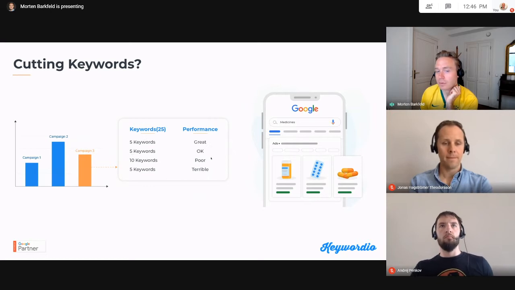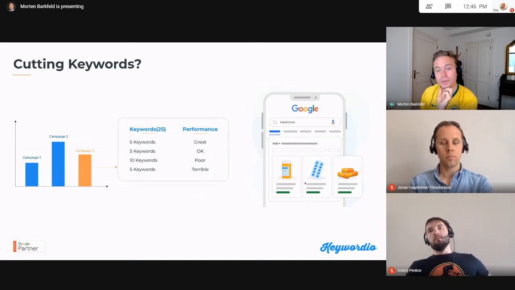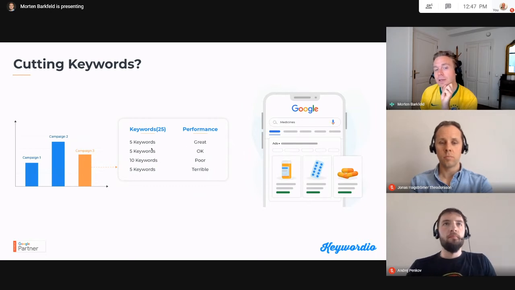And 5 of them are doing okay, 10 of them are doing poorly, and 5 of them are doing terribly, right? And we could even say it's a Google Shopping campaign over here with the image and the price, and even a price drop you can also have. But if it is a search campaign, then it will have keywords. If it's a shopping campaign, you could have 5 products instead of keywords, but essentially it's the same.